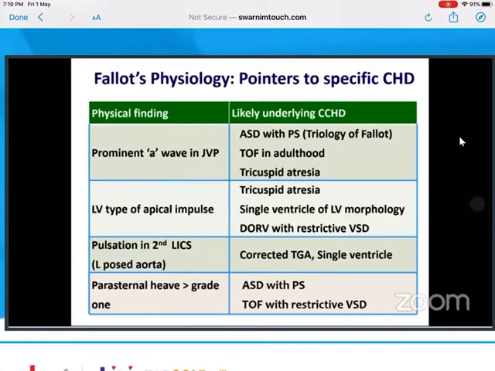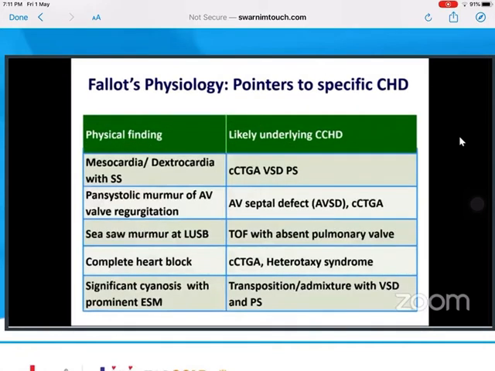Pulsations in the second intercostal space and a dull second intercostal space tell you about corrected transposition, or single ventricle where the outflows are inverted. And if you have a prominent parasternal heave, which is not a feature of tetralogy, you have to again think about either tricuspid atresia or a restrictive VSD.